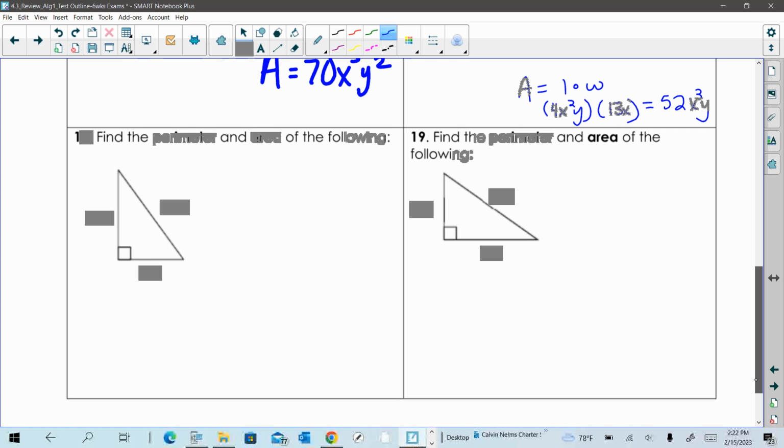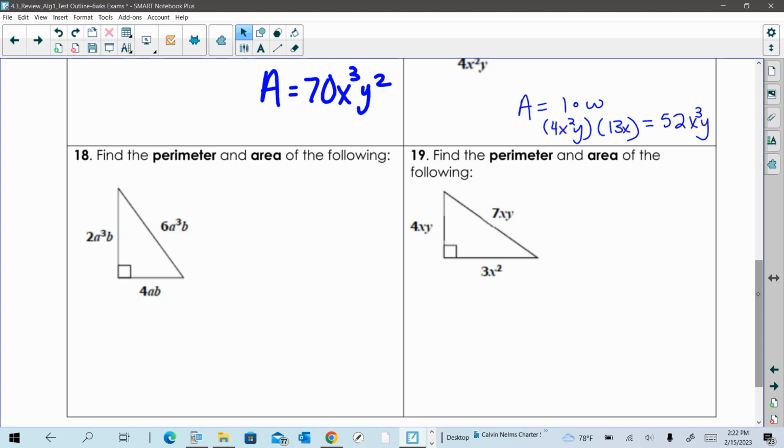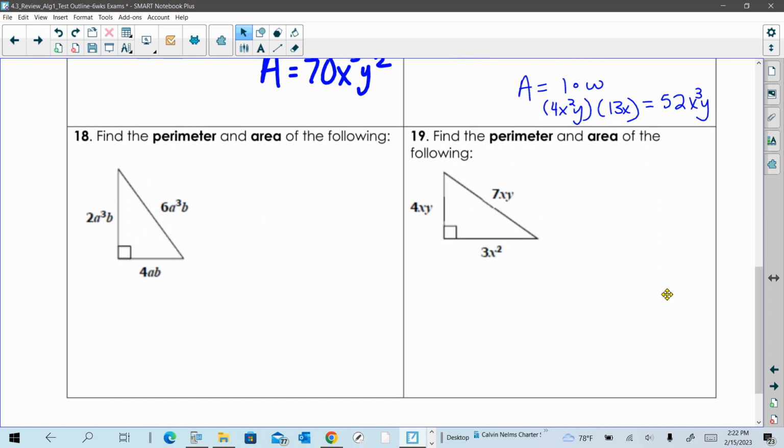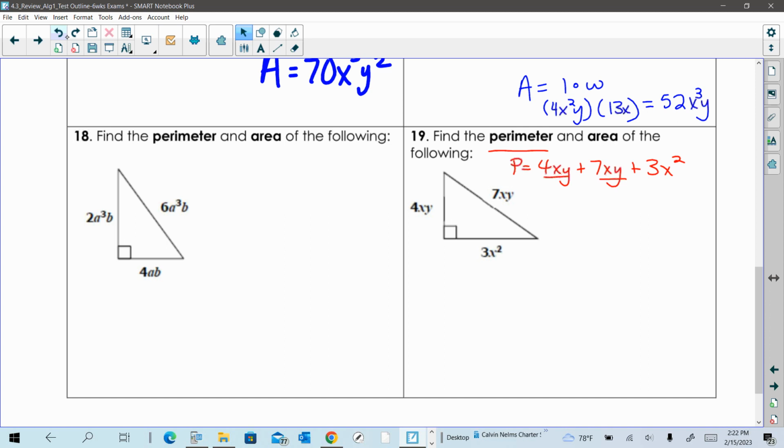Now I'm going to address 19 because I kind of have it set up here. So, perimeter. Perimeter is your distance around the triangle, so we're just adding up all three sides. And your like terms are the 4xy and the 7xy. So this gets simplified to 11xy plus 3x squared, okay?